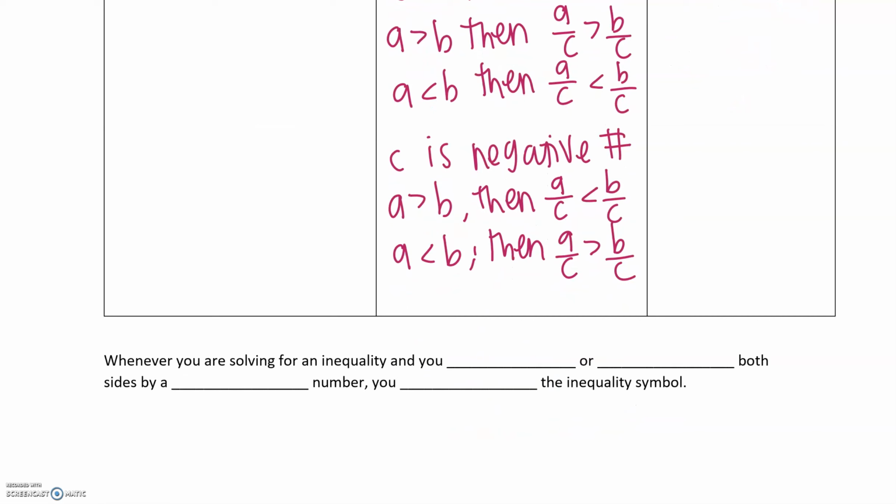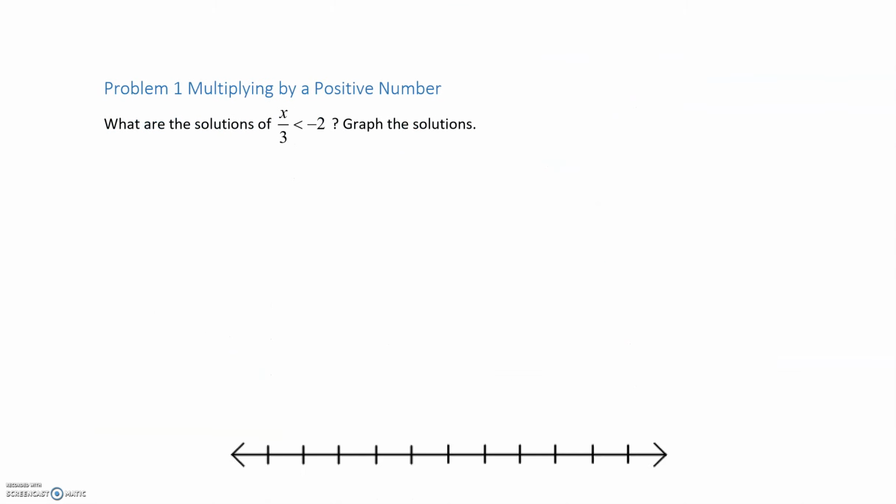The biggest thing to worry about is whenever you're solving an inequality and you multiply or divide both sides by a negative number, you need to flip the sign. So you need to flip the inequality symbol. Okay, so we're going to go through a couple of different examples.